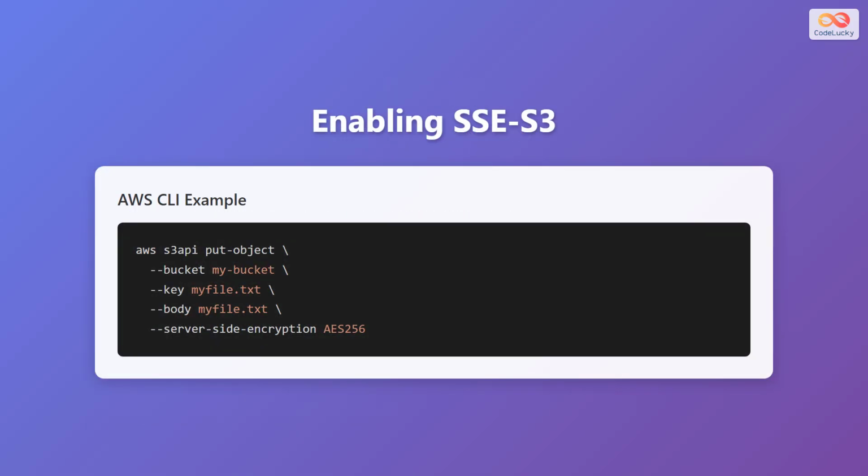Enabling SSE-S3 is straightforward. When uploading an object using the AWS CLI, you simply add the server-side encryption parameter with the value AES 256. The command looks like: aws s3api put-object --bucket my-bucket --key my-file.txt --body my-file.txt --server-side-encryption AES256. Once set, your object is automatically encrypted when stored.